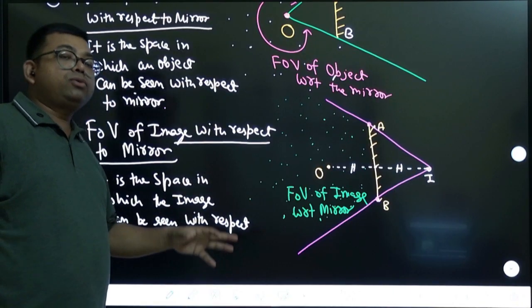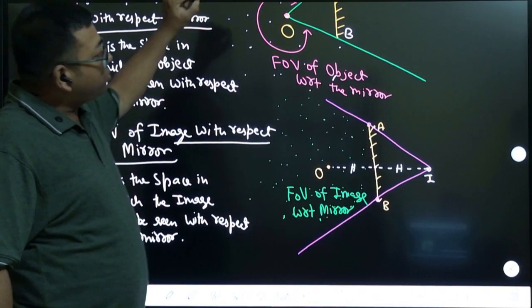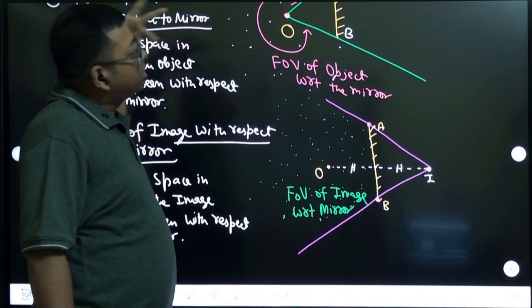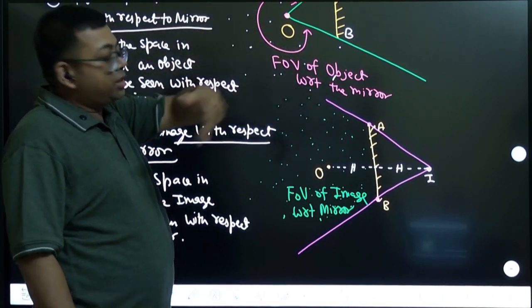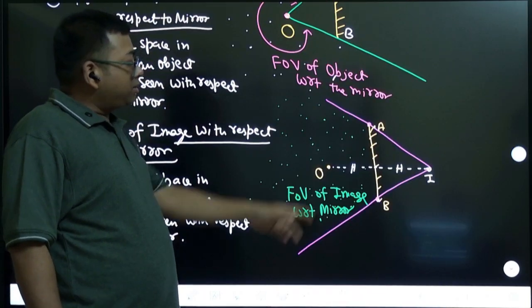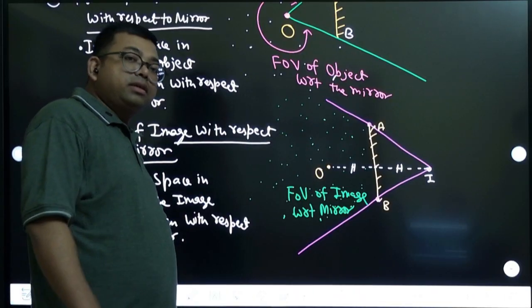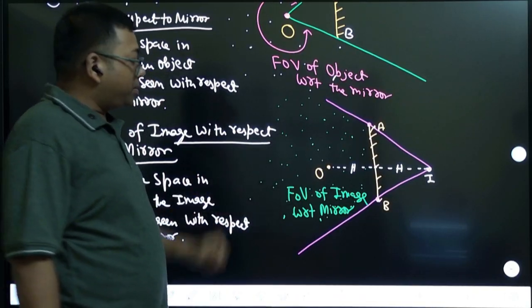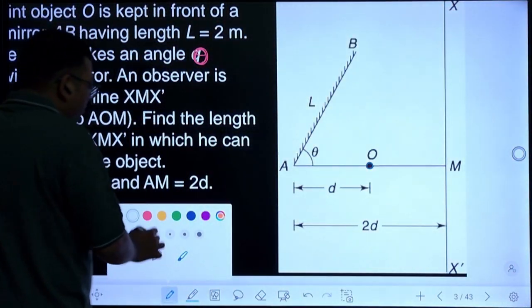Now, how to use this concept, that we are going to see. So, try to understand how to draw field of view of object. Draw the lines joining the object and the edges of the mirror. Similarly, if you want a field of view of image, draw the line joining the edges and the image. Then you will be able to get it. Let us come to this question and see.